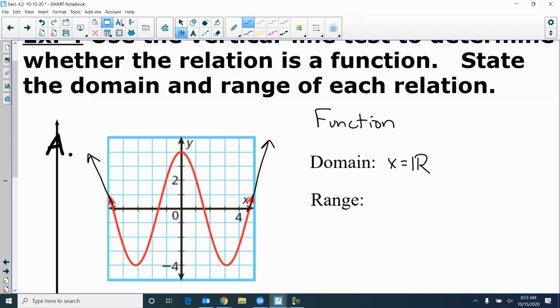The range is not all real numbers because it doesn't hit everything. Does it have a highest point? No, it doesn't. Does it have a lowest point? Look again. There is a lowest point, -4, right here. So it hits at -4, but it hits everything else, right?